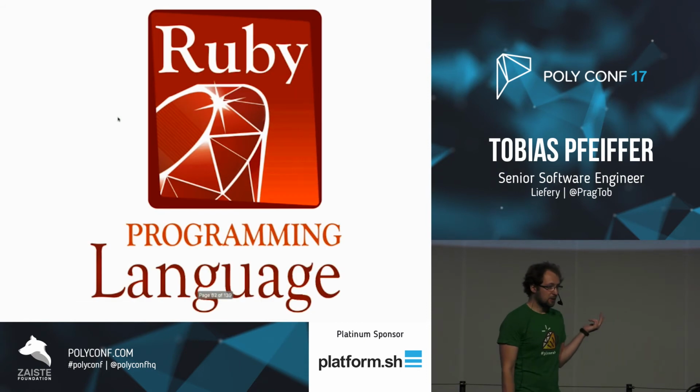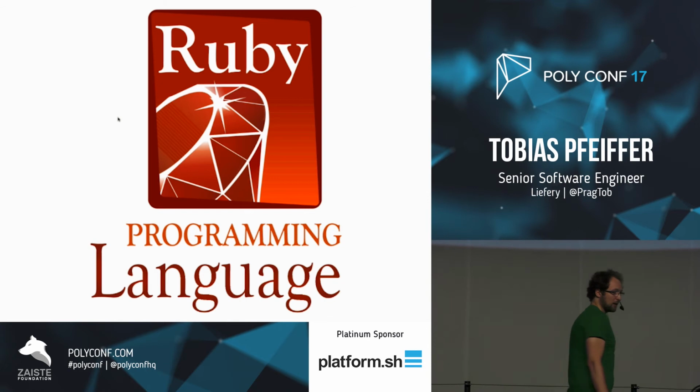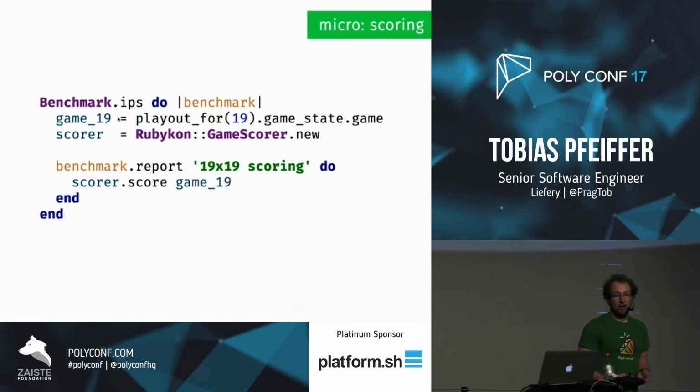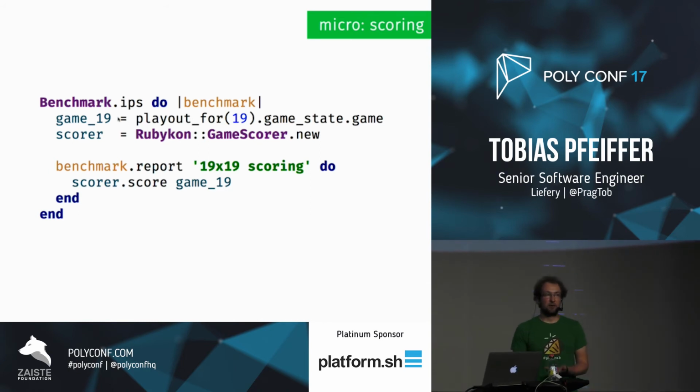As some small examples, those are known in Ruby. First, we have a micro benchmark for scoring, which is we take a board and we score the result of the board.